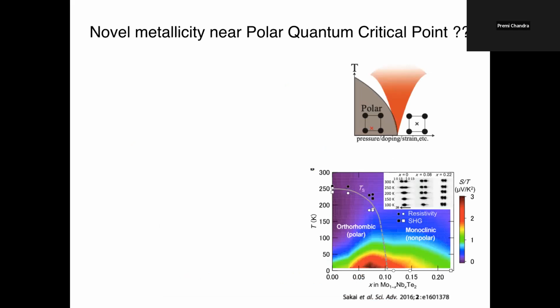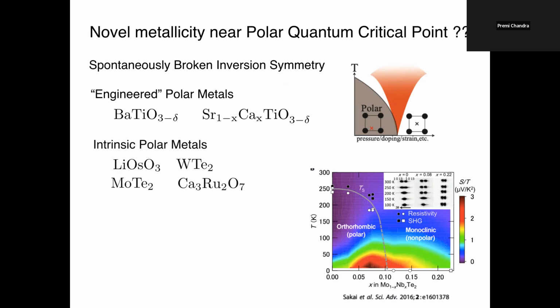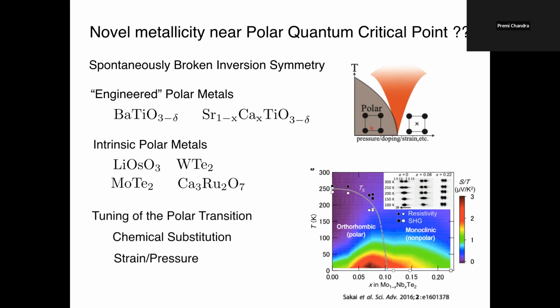So the question is, can we get novel metallicity near a polar quantum critical point? Here we have spontaneously broken inversion symmetry. We have a couple of engineered polar metals, barium titanate and strontium calcium titanate, and intrinsic polar metals, lithium osmate, tungsten ditelluride, and molybdenum ditelluride, the latest system. And we can tune the polar transition with chemical substitution, strain, and pressure. So the question is, can we get exotic things?